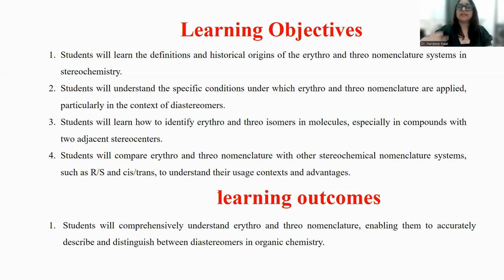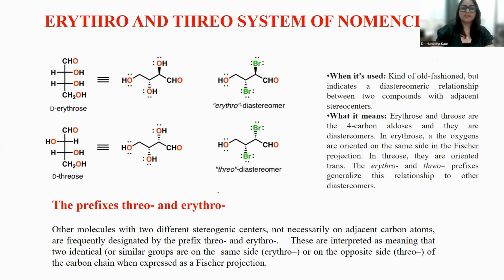And students can compare erythro and threo nomenclature with other nomenclature like R and S, cis and trans, so that they can also get to know what the use of erythro and threo is. After completing this video, you will learn how erythro and threo nomenclature exists, and how they describe the distinguished properties between the diastereomers in organic chemistry. Now, let's talk first about erythro and threo.